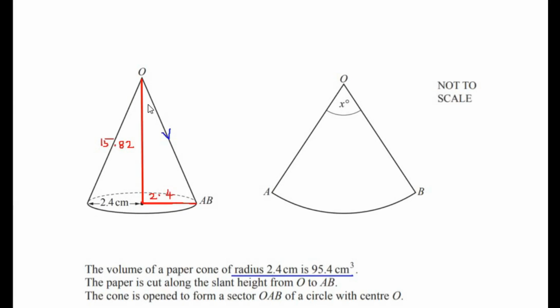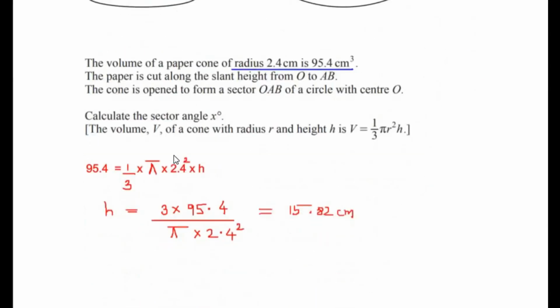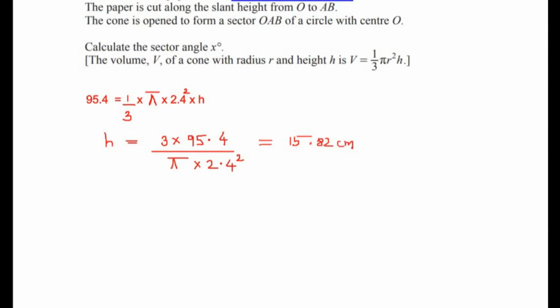So if we look at the diagram, we can see that this is a right angle triangle from O till the center of the circle and till the point AB. So from this right angle triangle, we can find out the slant height, which is this length of the given cone. So let me draw it over here. So the height, the perpendicular height, we got it as 15.82. We have the radius as 2.4 given in the data, and we have to find the slant height.